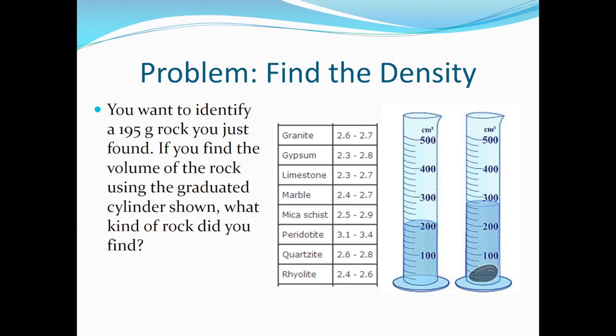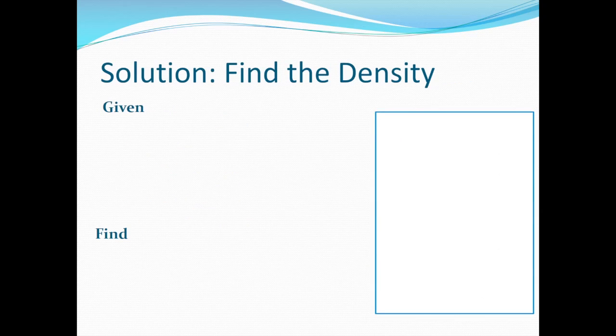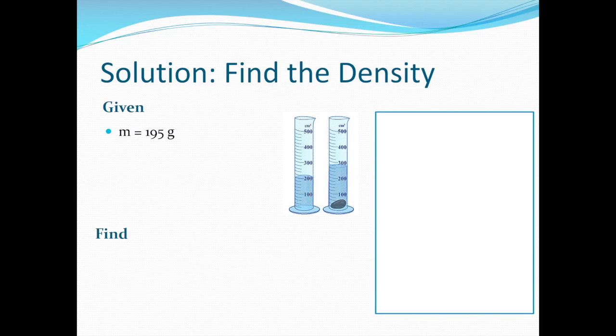Let's start by identifying what we've been given and what we need to find. We know the mass of the rock is 195 grams. When we put the rock in the graduated cylinder, we notice the water level rose. What does this tell us? It tells us the volume of water displaced by the rock, which is the final volume, 260 cubic centimeters, minus the initial volume, 200 cubic centimeters. That gives us the volume of water displaced is 60 cubic centimeters.